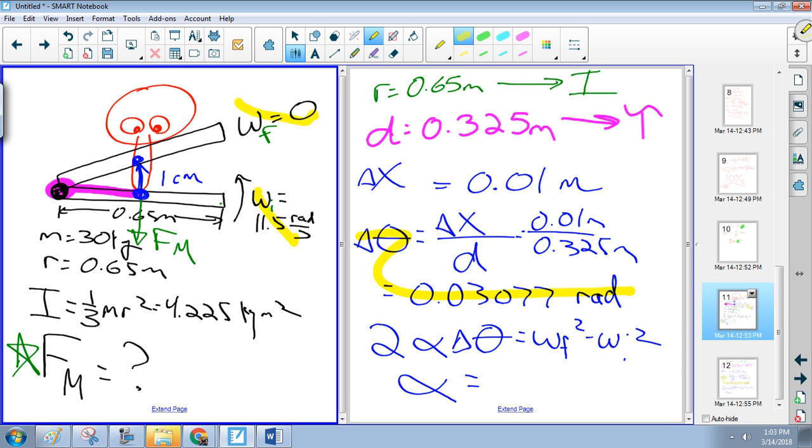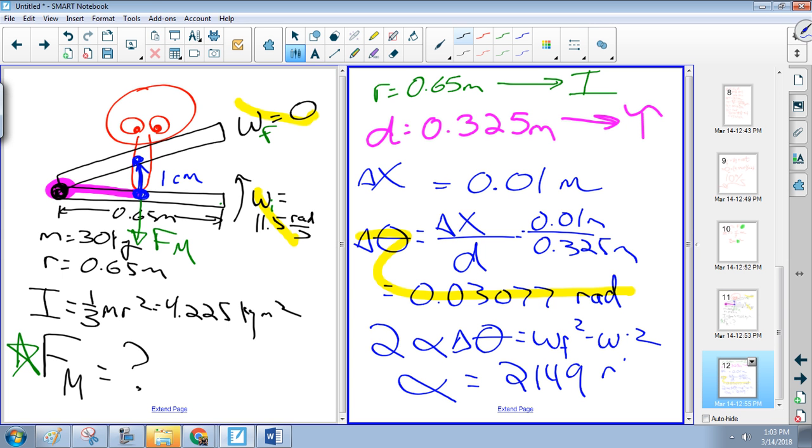Great. Okay. All right. So solve for your alpha. Let's see if this works. We got 11.5 squared divided by 2 divided by our alpha. And it gives you 2,149 radians per second squared. Everybody good? We're almost done. Any questions before I go on?